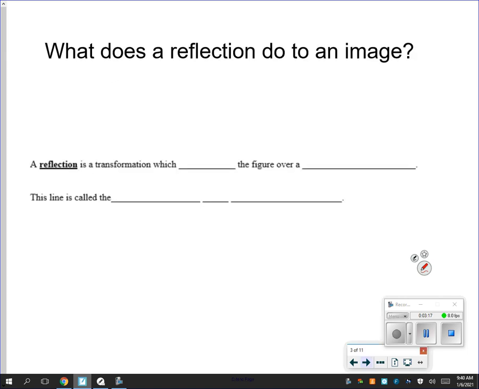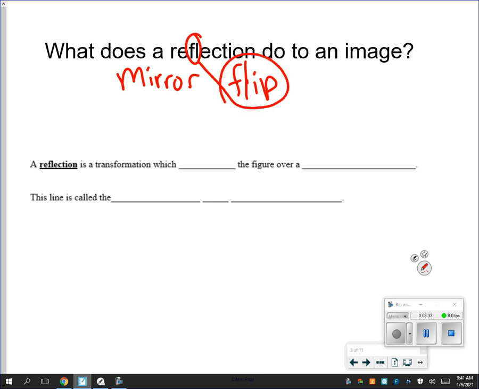All right? So in math terms, what does a reflection do to an image? It's a mirror. Or sometimes you'll see it say flip. And if you remember, the word translation has that SL for slide. Well, reflection has an FL, which can stand for flip. And what we say is a reflection is a transformation which flips the figure over a line. Right? And we call that line the line of reflection.